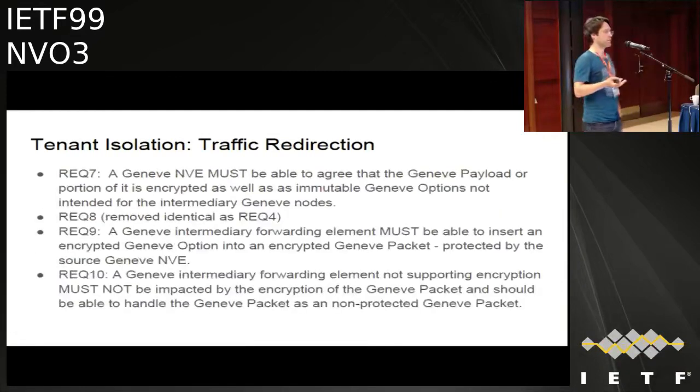So what we put as a requirement is that a GNV NVE must be able to agree that a GNV payload or a portion of it is encrypted. And this includes GNV options that are not intended to be updated. Requirement 9 is that a GNV intermediary forwarding element must be able to insert encrypted GNV options. And then, forwarding elements that do not perform encryption or that are not encryption or decryption aware should be able to process the packet anyway.